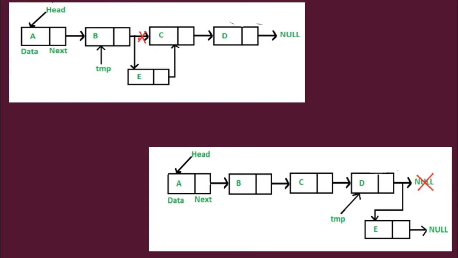That means this link is cut down. You can see the red cross mark. This cross indicates that the old link between B and C is cut, and we are adding a new link between B and E, because E is the intermediate inserted node, and that address will point to the C node. So now one node is added in between the nodes.